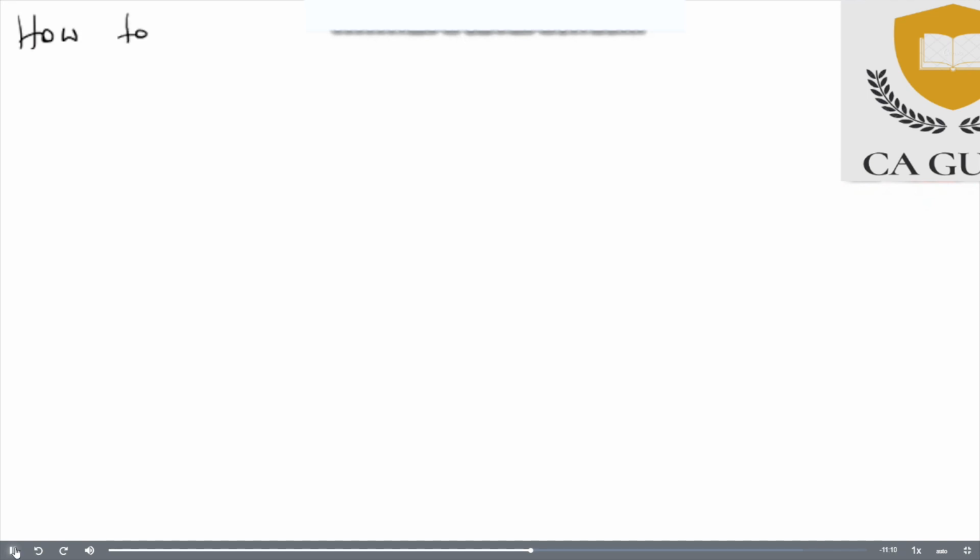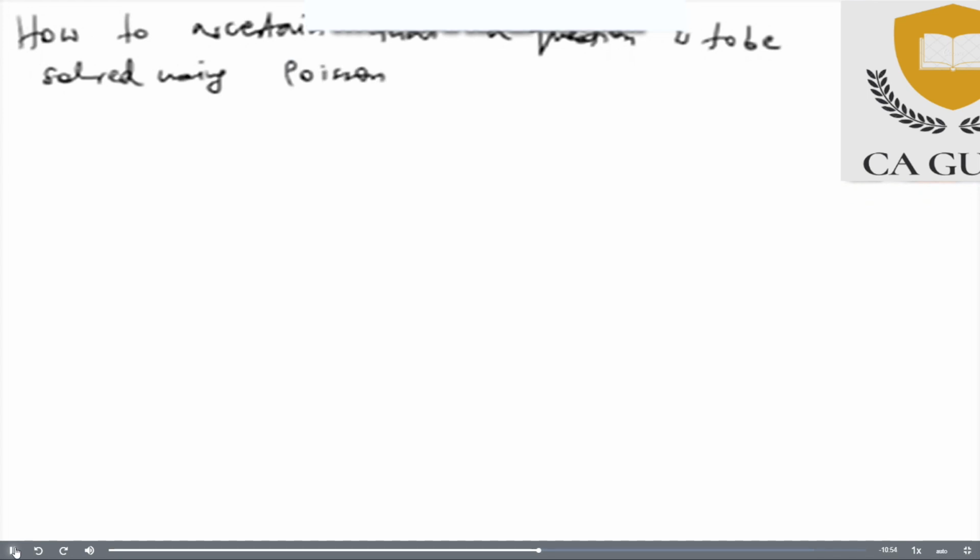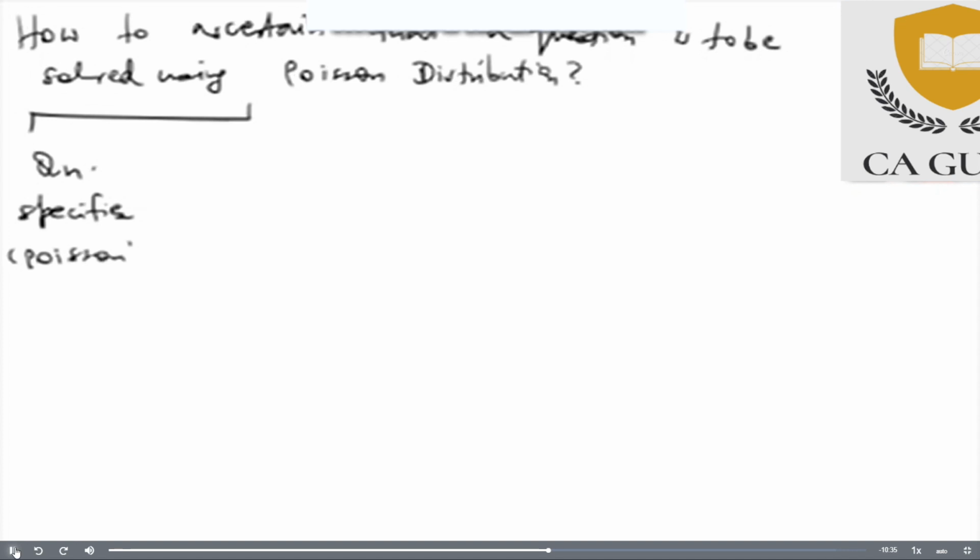Now before that, first you should know certain things with regard to selection of Poisson distribution to solve the answer. How to ascertain that a question is to be solved using Poisson distribution. Now there are certain clues which you can adopt. The first is the question itself will mention, the question specifies Poisson. Second is the e value is given. If the e value is given, then again you know that it is Poisson distribution.